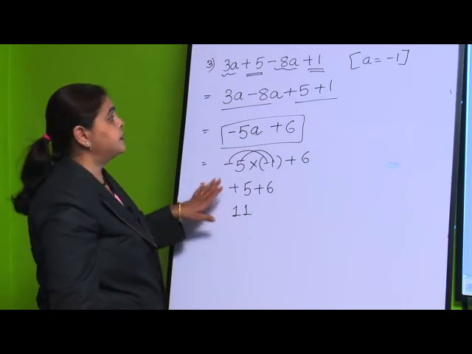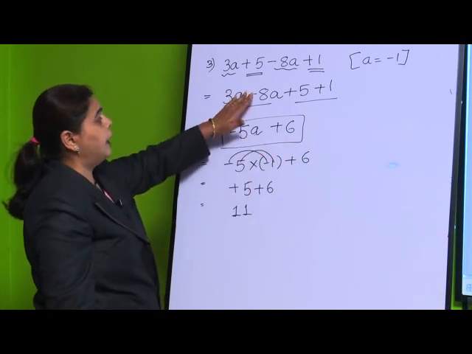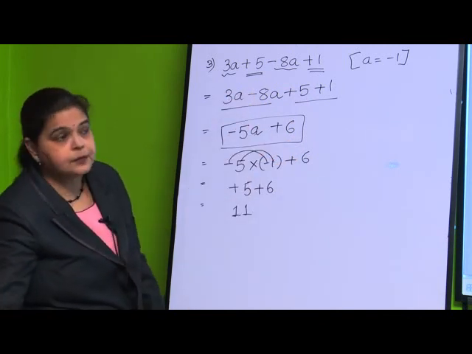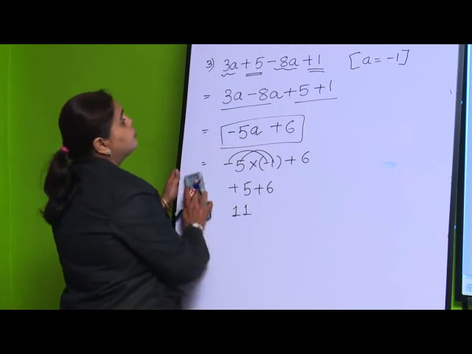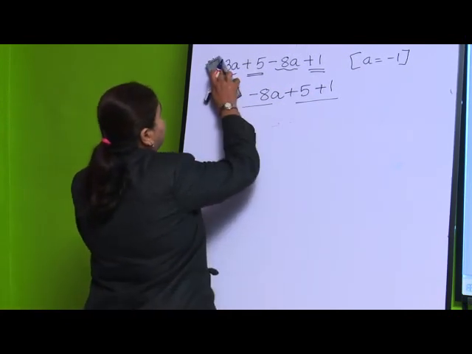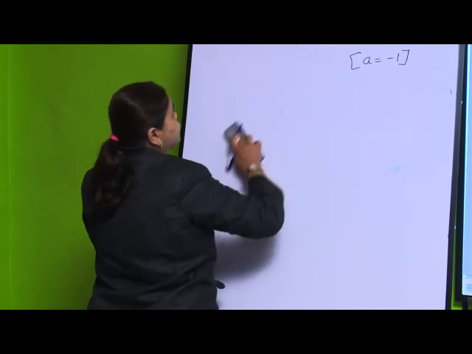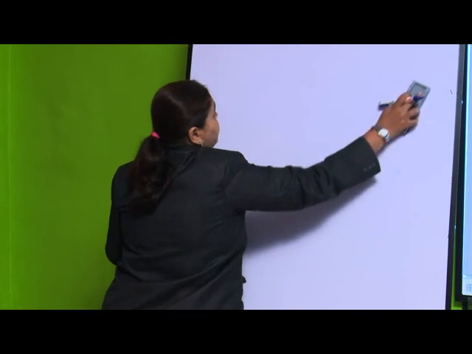So, after substituting the value of a, before that we had collected the like terms together and tried to solve it step by step, and so we get the value of the given expression, where here a was given to us as minus 1. We will see some more examples related to this where the value of b is given to us.